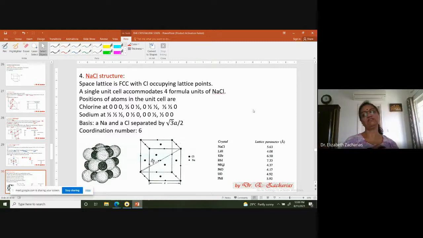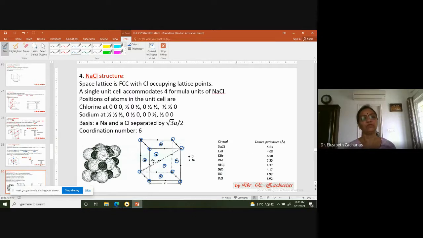You have to understand the space lattice as FCC, with chlorine occupying the lattice points. What do I mean? The 8 corners, then the 6 faces, occupied by chlorine.